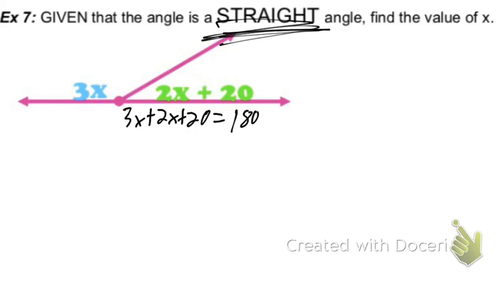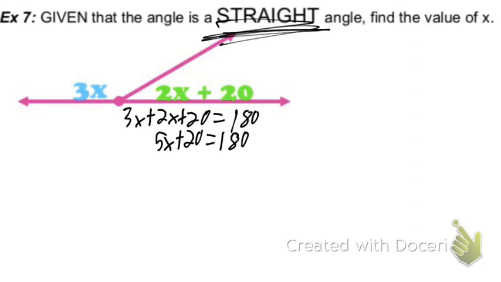Okay. So then do we know how to solve this? Ray was starting to even tell us a bit. So, Ryder, what would you do first in solving this? Combine like terms. And what are some like terms? And what do those combine to be? Nailed it. 5x plus 20 equals 180.